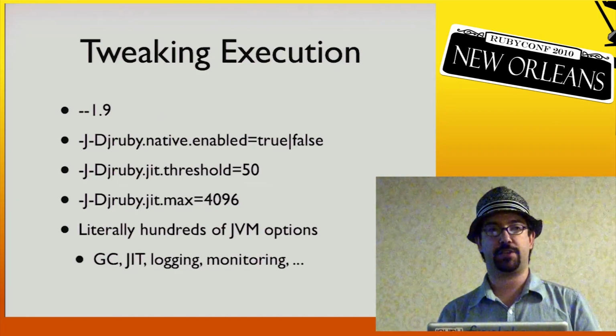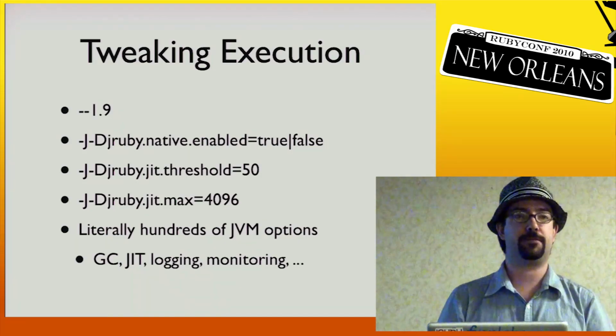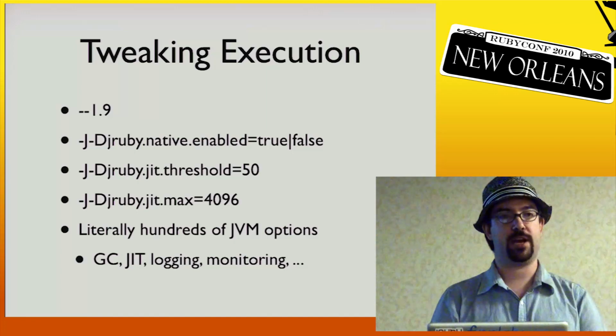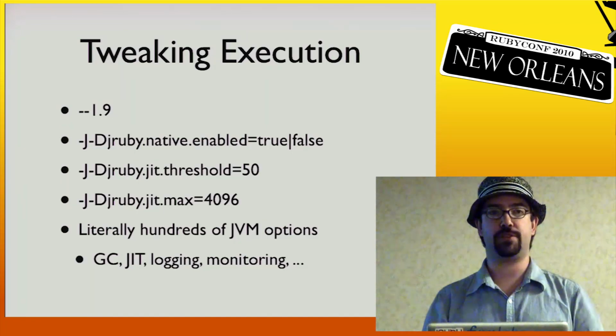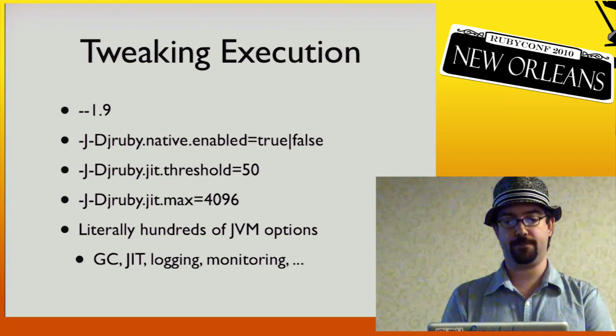So as far as tweaking the execution of JRuby, of course there's the --1.9 flag, and probably for the foreseeable future that will be the flag to turn on 1.9. If you want to run in 1.9 mode by default with JRuby 1.6, you could just put that in JRUBY_OPTS, and it would be set up and use it all the time.